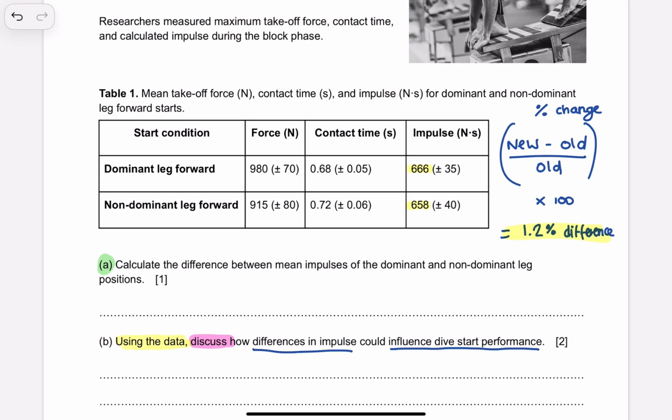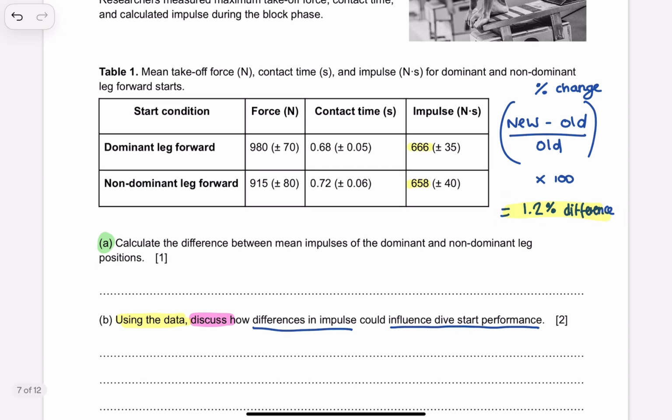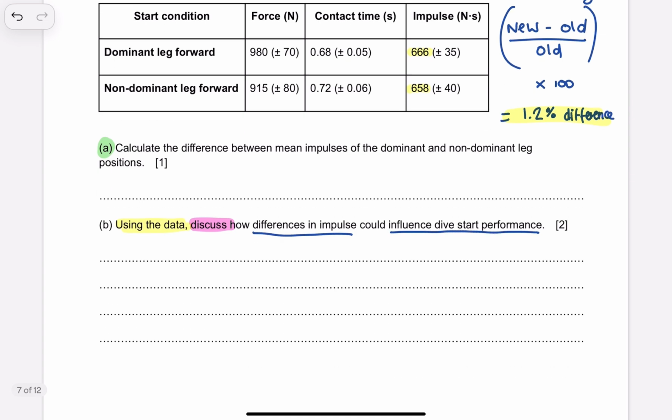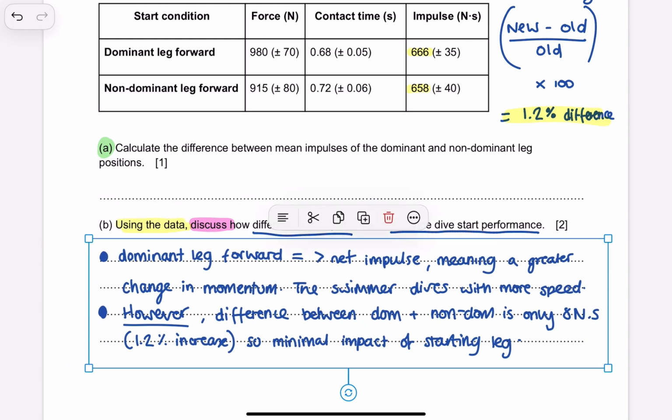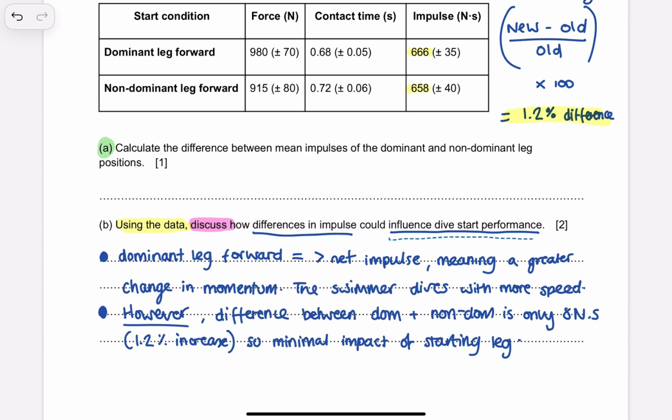And I actually think this is a good moment to point out as well that 8 newtons per second might not mean a lot to you, but if you look at this as percentage change, we can look at the new value minus the old value, divide it by the old value and times by 100 to get the percent, and it's a 1.2% difference in performance. That's tiny. For an elite swimmer, every percent counts, but it's quite a negligible influence on performance. And remember that the question is asking you that influence on performance. There we go.